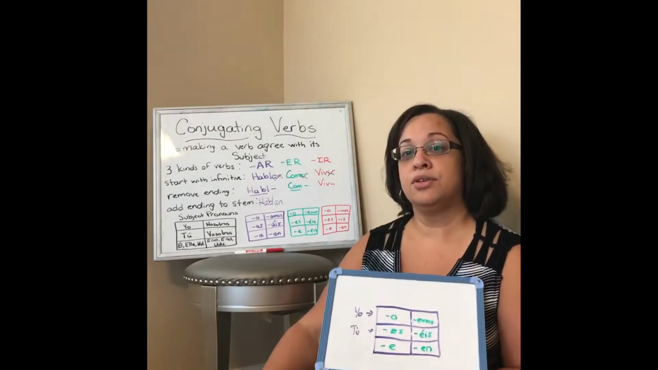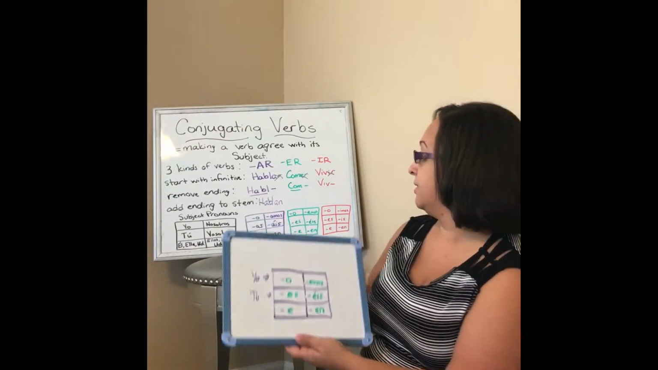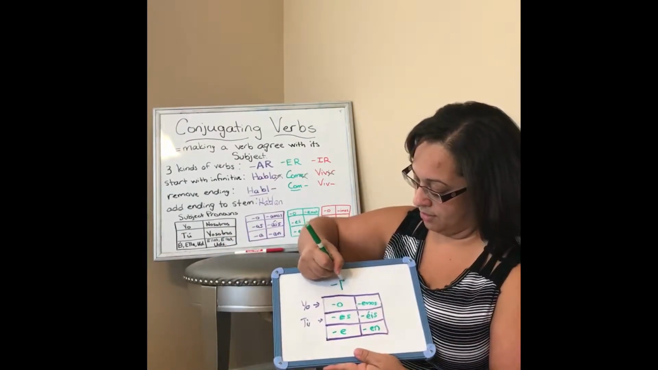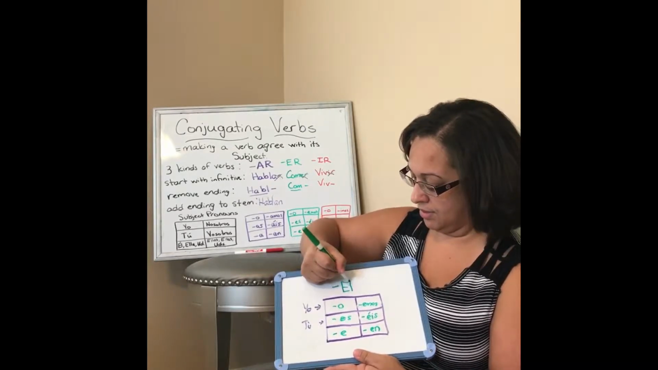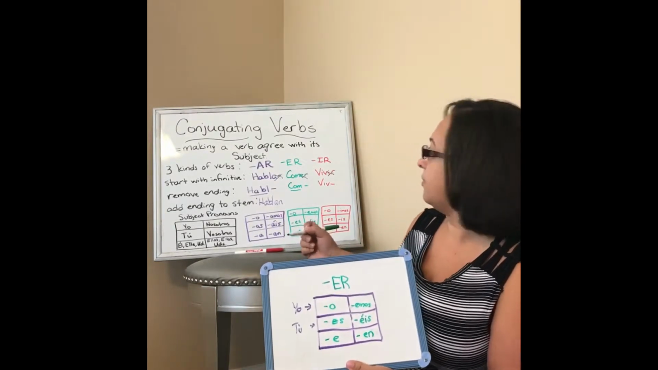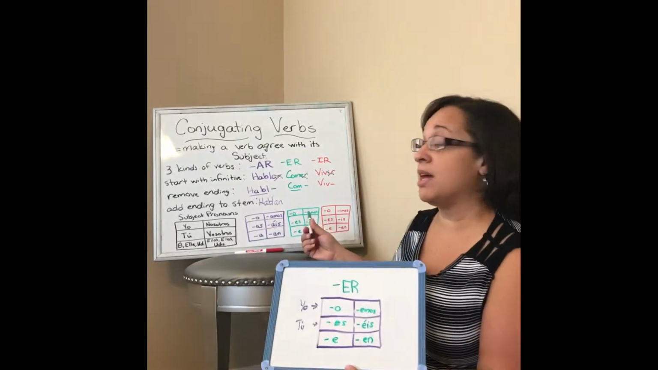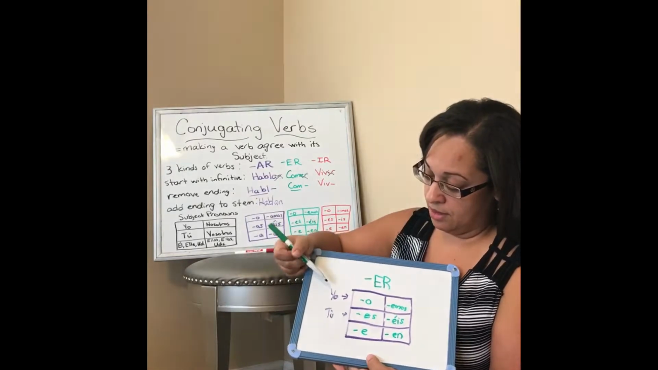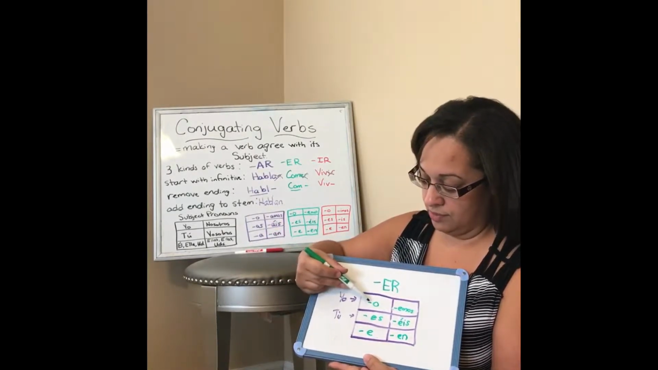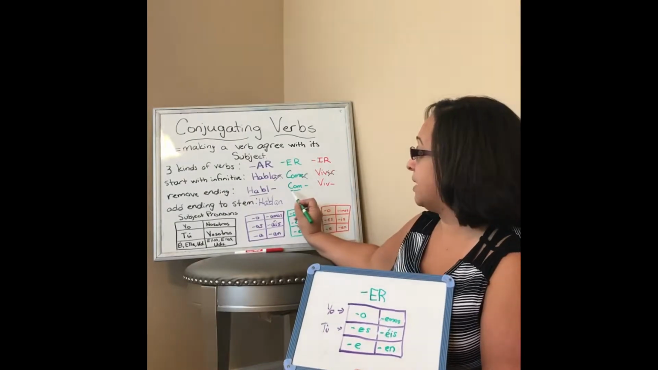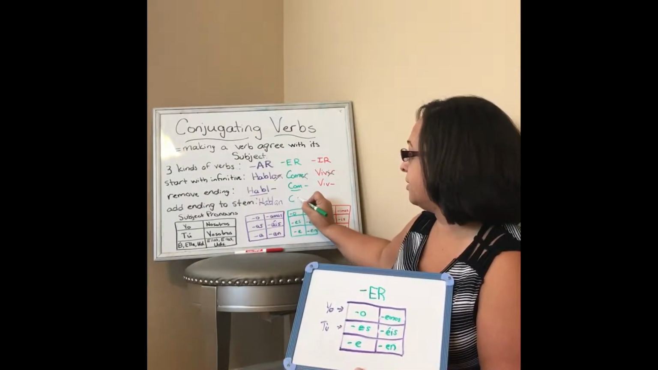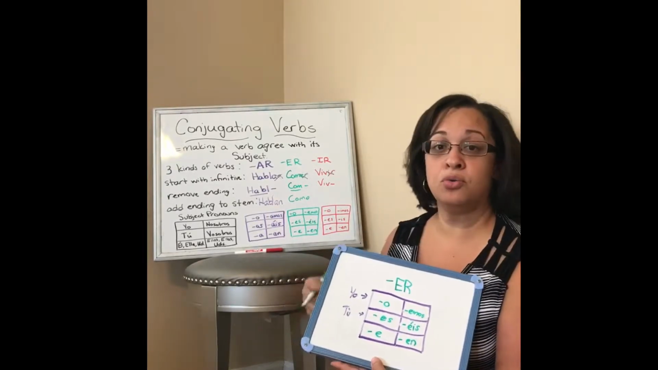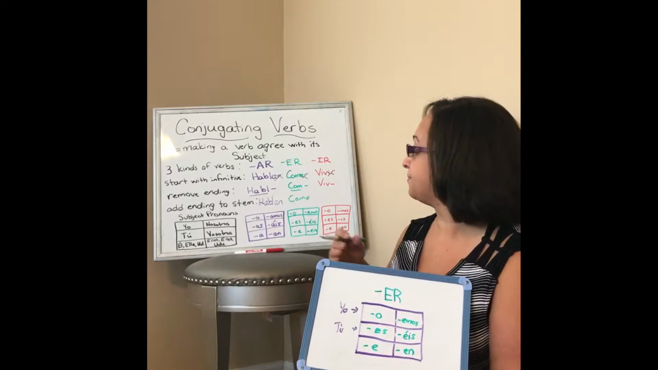Okay. So for these endings, they're only going to be used with the ER. So make that very big in your notes. These are your ER endings. Okay. So let's use this comer example. If I want to say I eat, I'm going to look on my little chart, see yo ends in O, right? So we stay with that stem, C-O-M, and then I'm going to add the O for yo como, which means I eat.